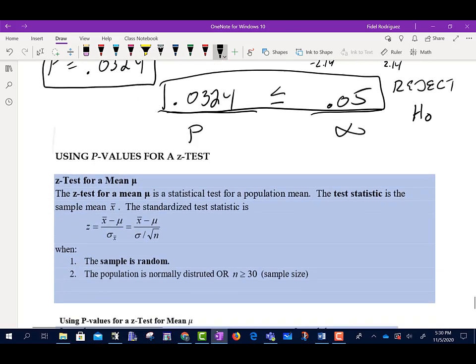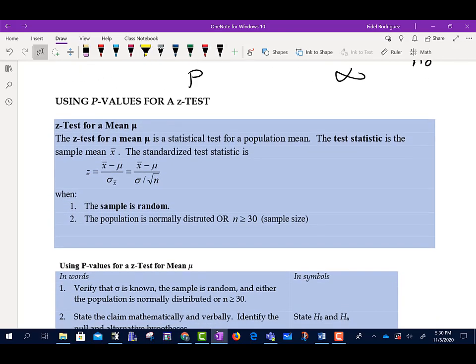All right. So the next part we have here is using p-values for a z-test. A z-test for the mean mu is a statistical test for a population mean. The test statistic is the sample mean x bar. And here's how we find our standardized test statistic z. The sample is random, the population is normally distributed, or n has to be bigger than or equal to 30.